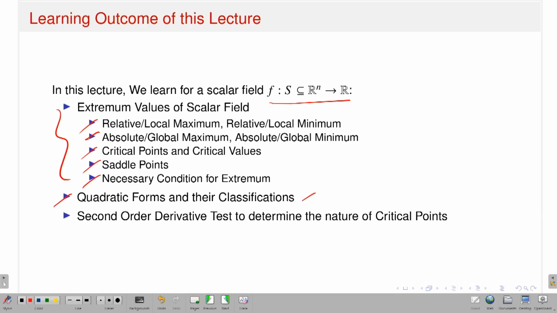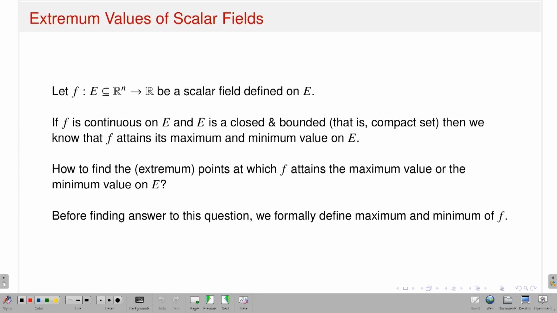Then quadratic forms and classifications will be there, and finally you have the second order derivative test to determine the nature of critical points. That means if I have a critical point, I will explain whether the function attains its maxima or minima, local maxima, local minima, or global maxima, global minima. So that's the tentative plan for this lecture. Okay, so let me start with that.